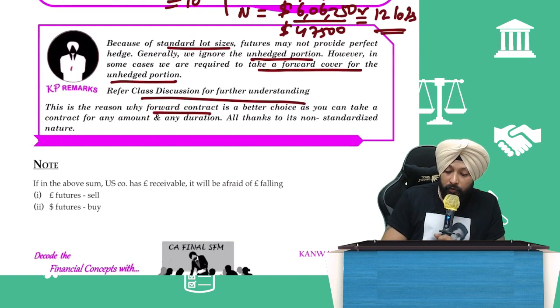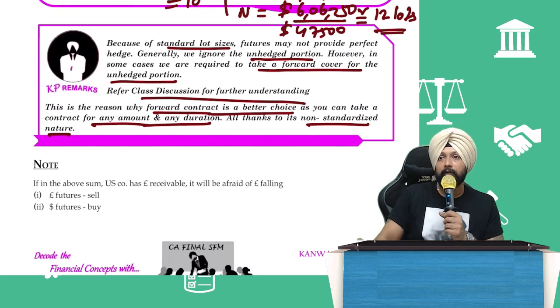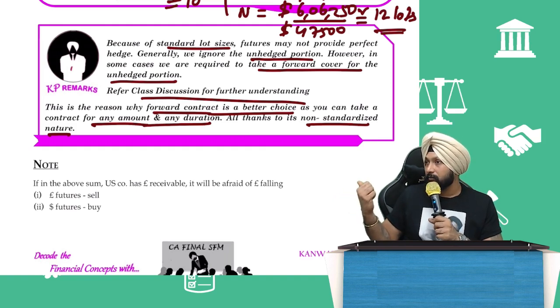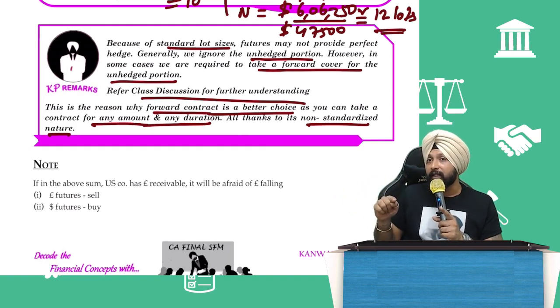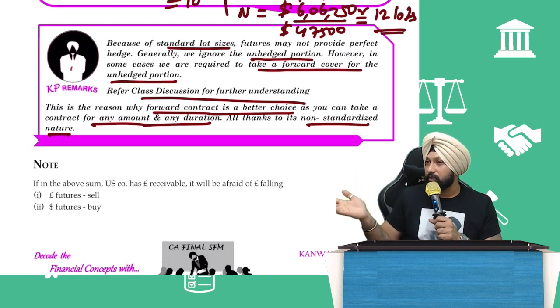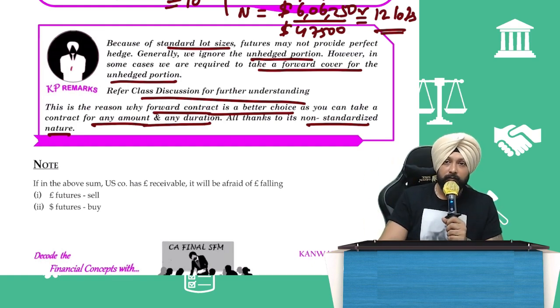This is the reason why forward contract is a better choice, as you can take a contract for any amount and any duration, all thanks to its non-standardized nature. That is, it is customized contracts. If I ask you which one is financially better, you will say, sir, we don't know. We have to solve and see. But which one is more convenient from client's perspective? Maybe forward contracts are better. You understood what I'm saying? So financially, it's not better. If it was better always, we don't need to teach you currency futures. Financially, currency futures can be useful. But because currency futures is done through exchange, compliances are too many. Understood?